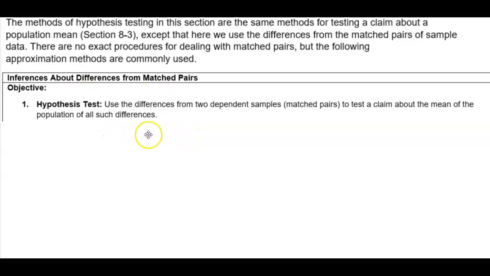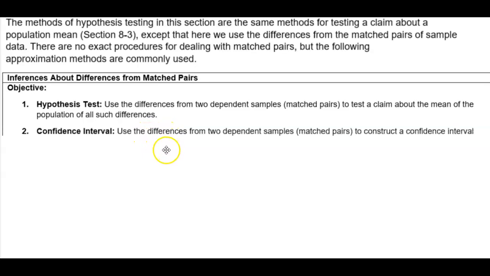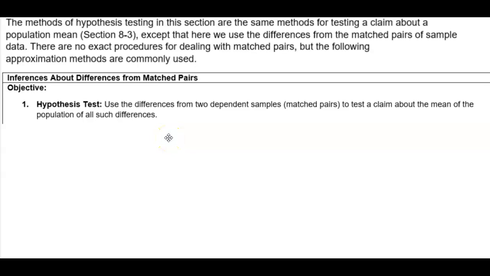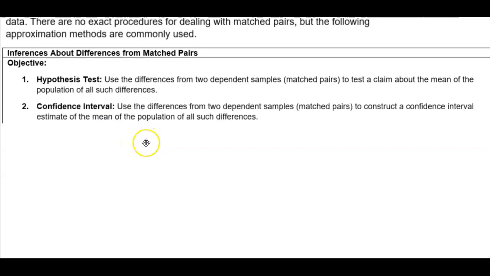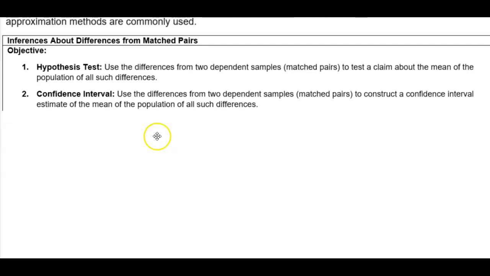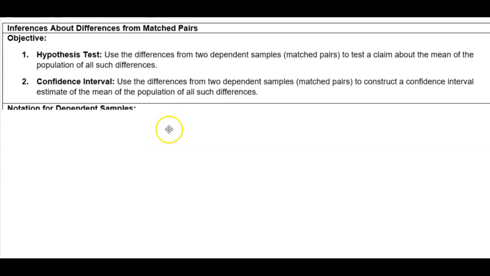Okay, the objective on the hypothesis test: we use the differences from two dependent samples, matched pairs, to test a claim about the mean of the population of all such differences. Number two, confidence interval: we use the differences from two dependent samples, matched pairs, to construct a confidence interval estimate of the mean of the population of all such differences.